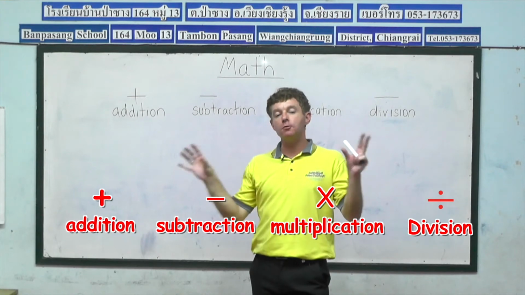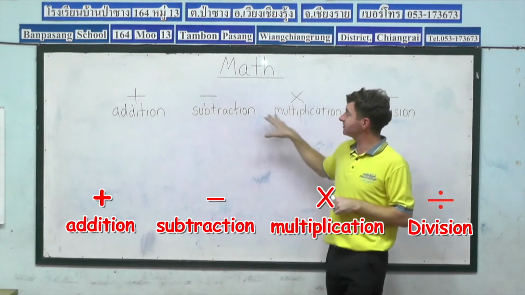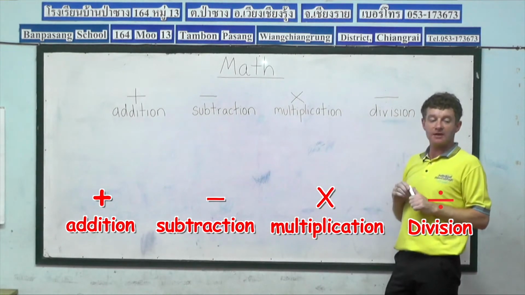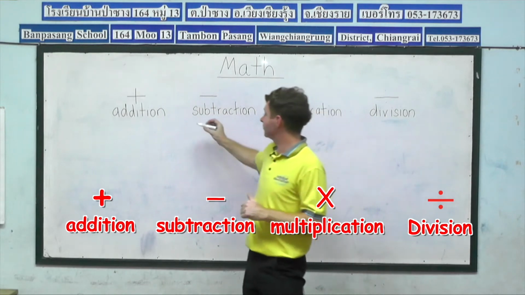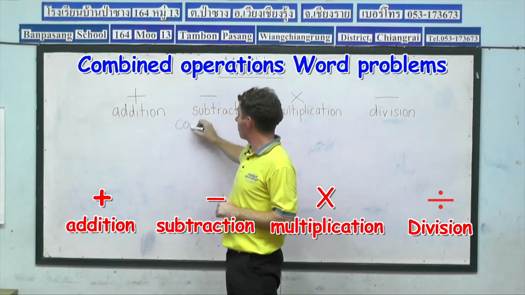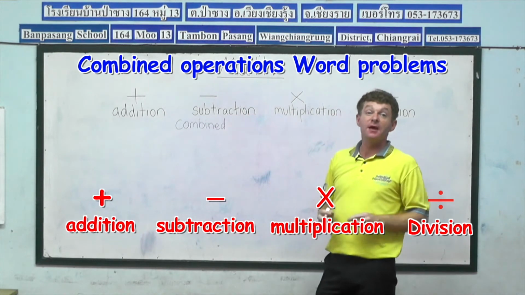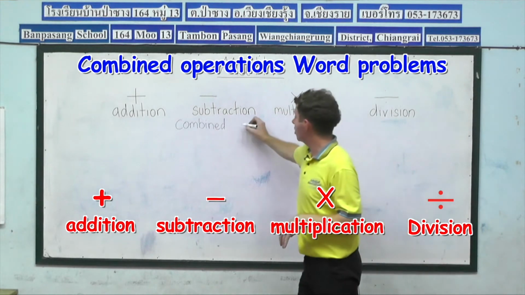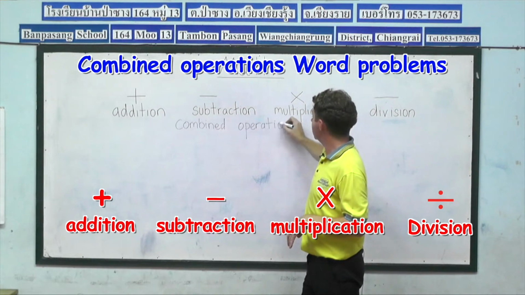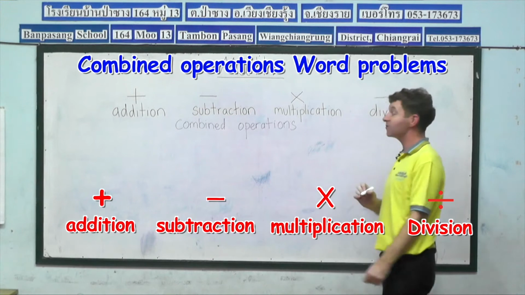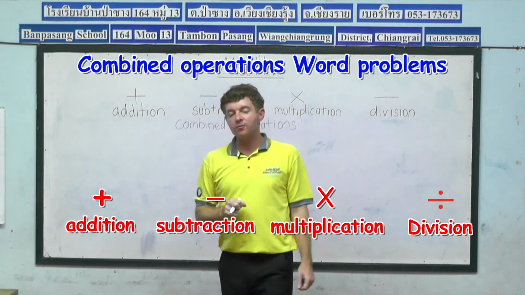Now, who can remember the type of mathematical problems? What do we call when we use two of the different symbols in the same calculation? When we have to put two of these symbols together in a calculation, does anybody remember? Combined operation. Well done. C-O-M-B-I-N-E-D. Combined is another word for together. And then operations. E-R-A-T-I-O-N-S. Combined operations.